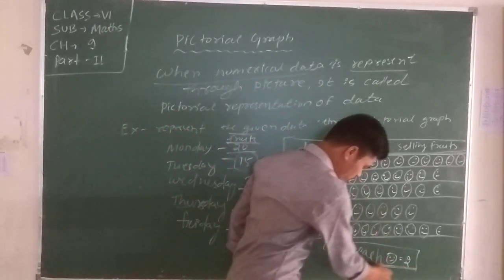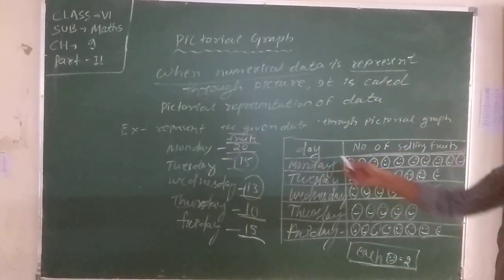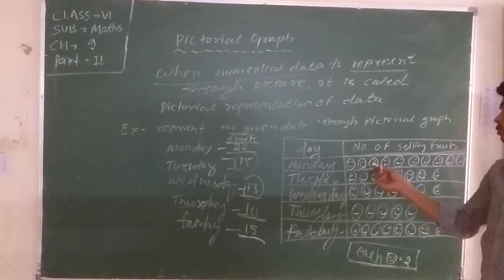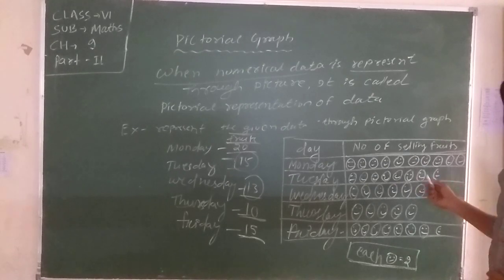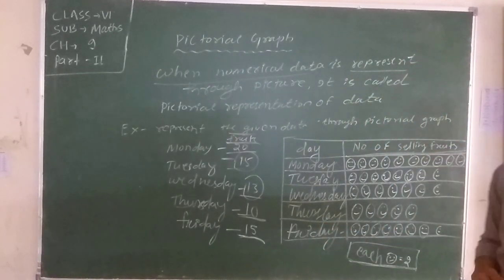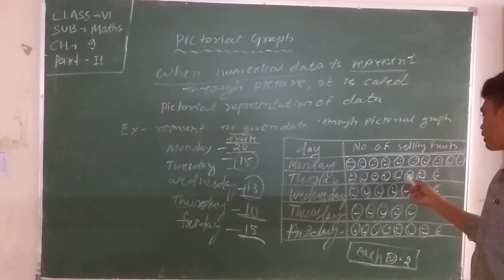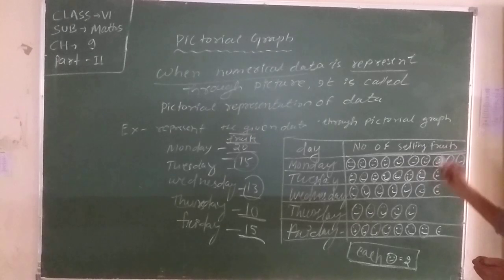Then each picture equal to 2. Here Monday equal to what? 20. How many fruits are sold? 20. Then we write here 1, 2, 3, 4, 5, 6, 7, 8, 9, 10. 10 into 2 equal to 20. That means 10 figures or 10 pictures represent 20. And 15 is what? 7 and a half. When divided by 2, because we take 2, then 1, 2, 3, 4, 5, 6, 7. 7 twos make 14. If one smiley face is equal to 2, then half equal to 1. That's why I draw here a half.